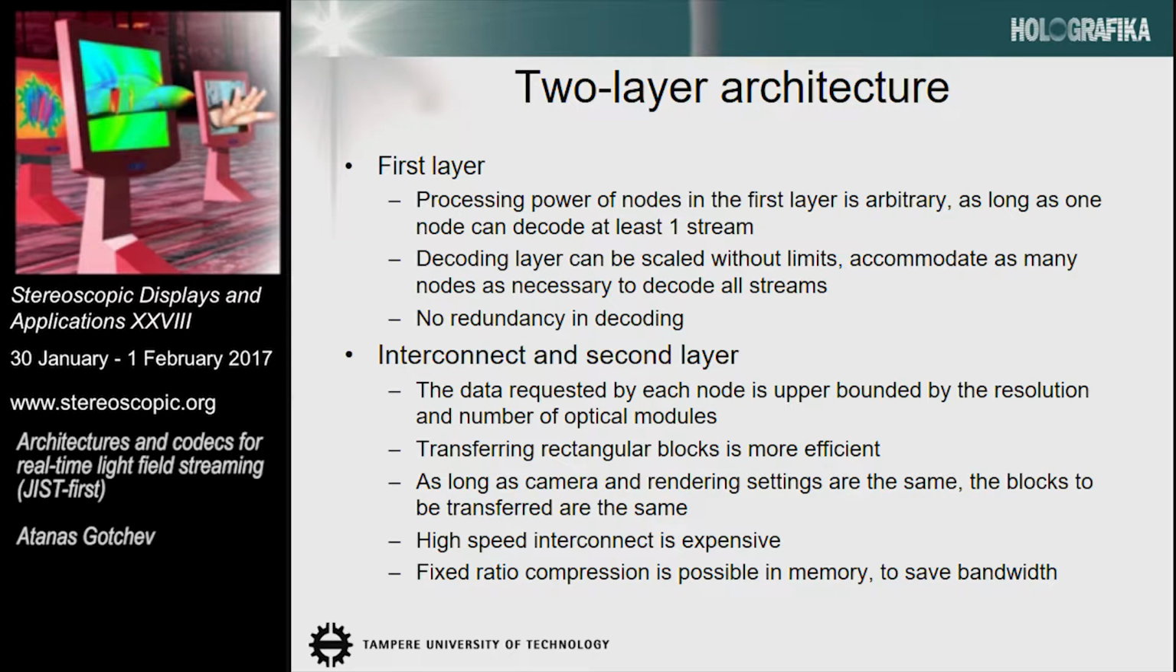So what we have at the first layer is a processing power which is arbitrary. It is well scalable, so we can select as many nodes as we need, depending on their performance, and we have no redundancy in the decoding. Then in the interconnection and the rendering layer, we have an upper bound determined by the resolution and number of optical modules. And we have this need of high-speed interconnection, which is kind of expensive.